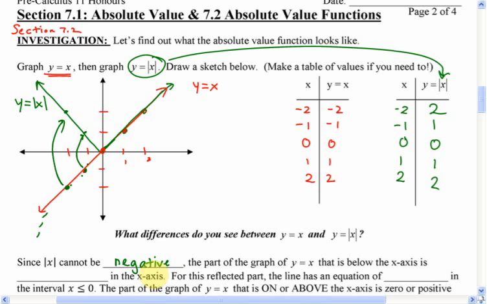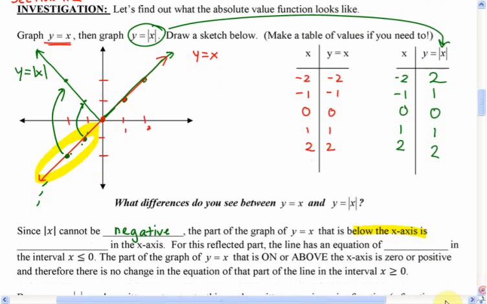Okay. The part of the graph of y equals x, that's the red line here, the part of the graph of y equals x that was below the x-axis, that's this part right here, below the x-axis. What did I do to it? Ah, I heard that lovely word. Reflected in the x-axis. Very good. Okay.